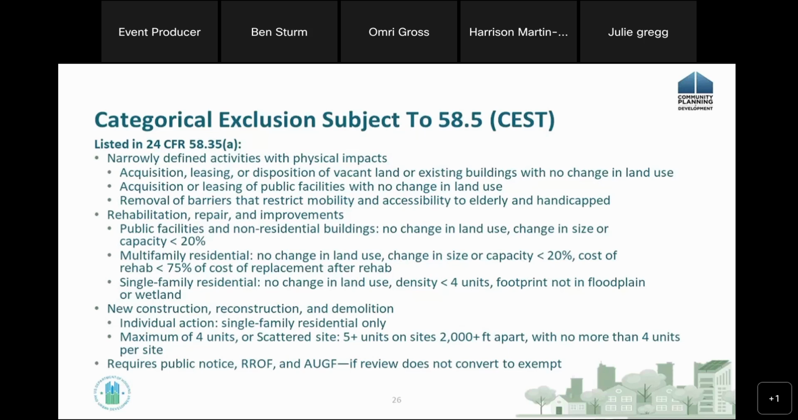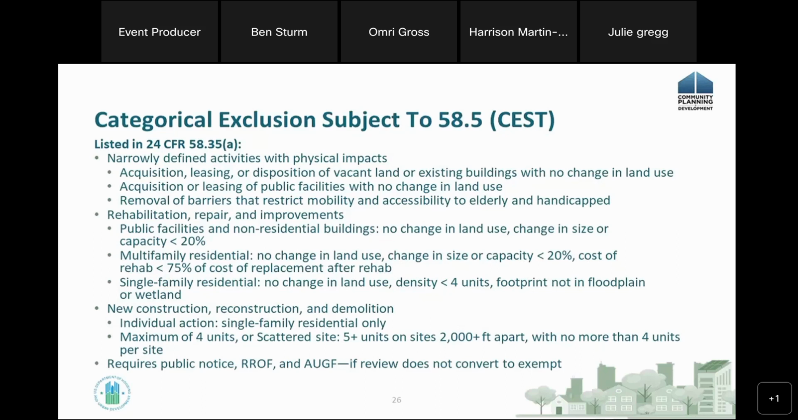Multifamily residential buildings are categorized using the same restrictions as above in that they are CEST as long as there is no change in land use and any change in size or capacity is less than 20%. But these projects have the added condition that in order to be categorized as CEST, the cost of rehab must be less than 75% of the cost of replacement after rehab. So for that analysis, you need to compare the cost of the rehab project to the appraised market value of the property.